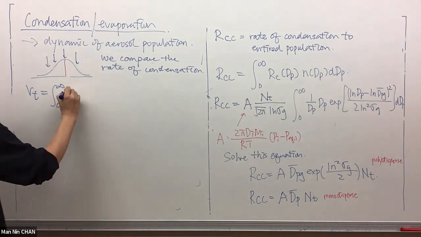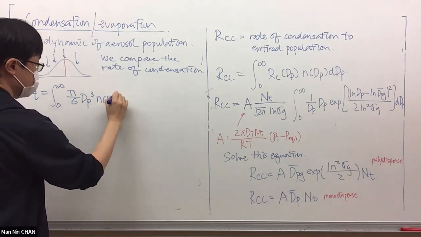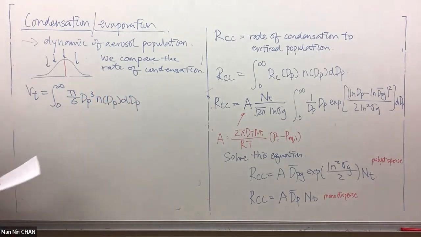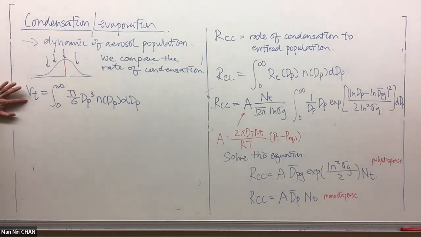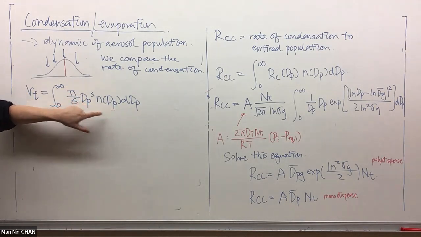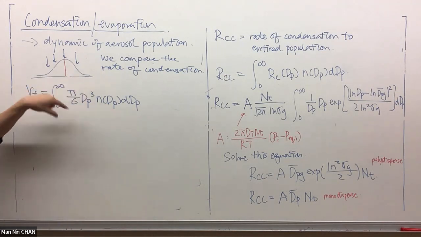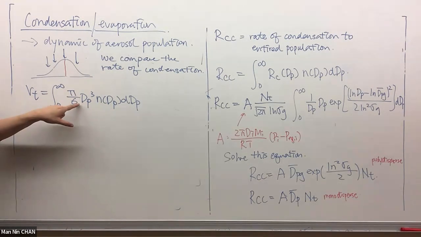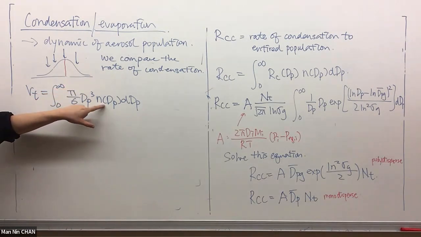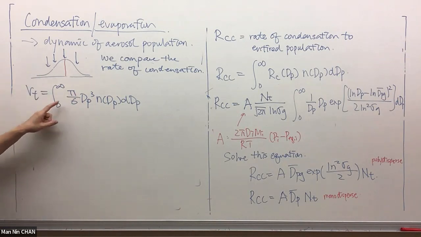So how can we calculate this? If you remember, this is your total aerosol volume. We'll be looking at your aerosol number distribution function, and then you times at a given size the volume of a particle at that size. So therefore you have pi over 6 times dp to the power 3, and then you times your aerosol number distribution function. That will give you the total aerosol volume, if you take the integration from 0 to infinity.